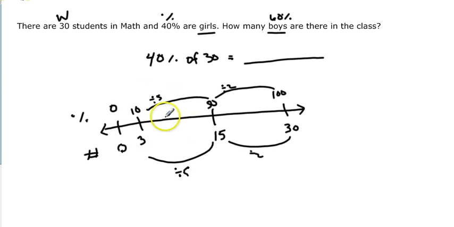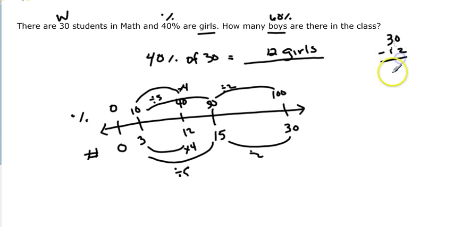But I know that 40% of the 30 are girls. So I'm going to go ahead and move it backwards and do times 4. So here's 40%, times 4. And I'm going to do 3 times 4 is 12. So 40% of the 30 students are girls, so there will be 12 girls, but we want to know boys. So if there are 12 girls, we would do 30 minus the 12 girls would be equal to 18 boys.